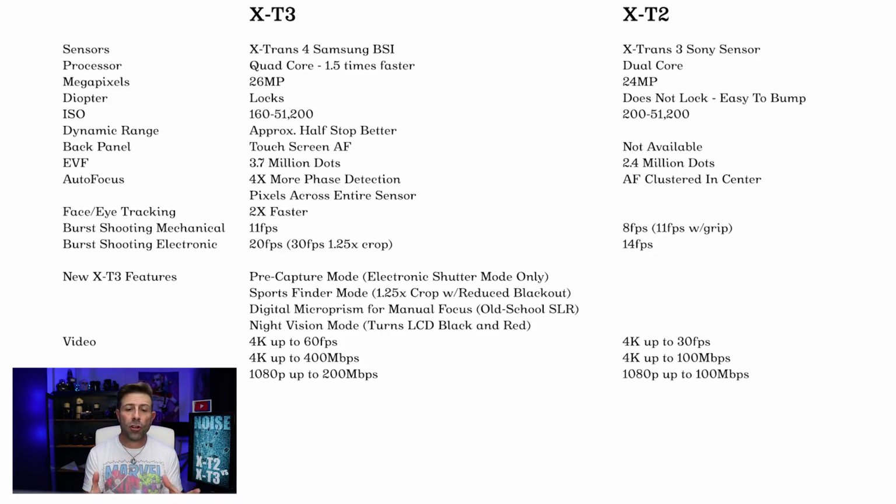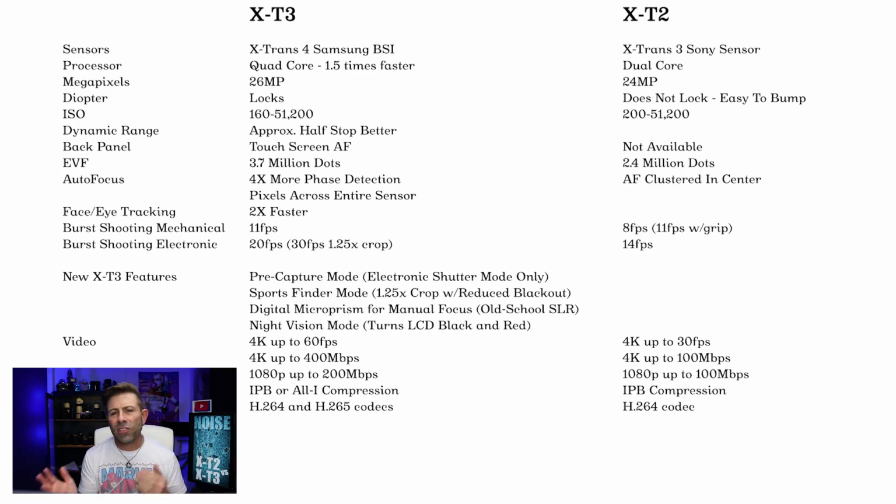Also, as far as your compression goes, you have IPB as well as All-I on the X-T3, whereas in the X-T2, you only have IPB compression. Also, the codecs. You're looking at H.264 and H.265 on the X-T3, whereas the X-T2 will only give you H.264. Internal recording.